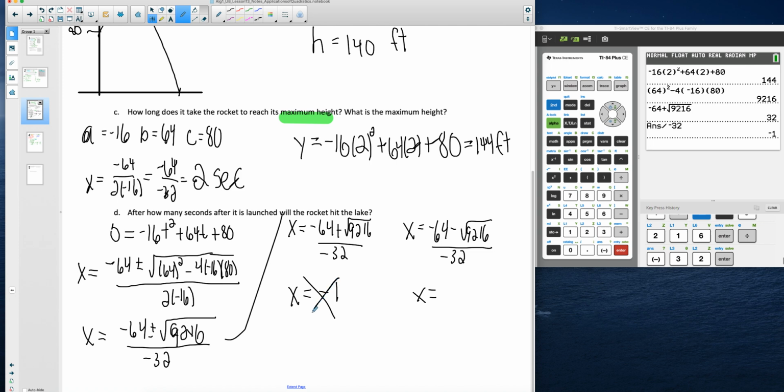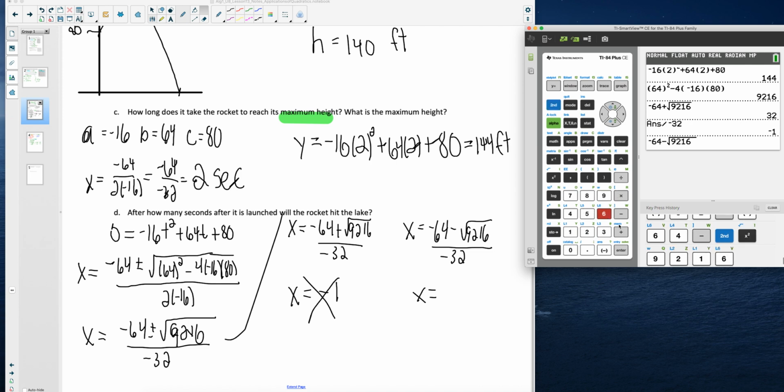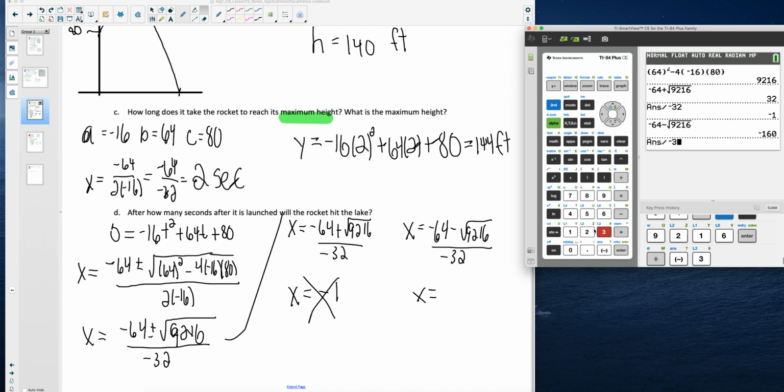So we're going to go ahead and mark that one out. We don't want that guy. So now hopefully we get a better answer with our second solution here. So negative 64 minus the square root of 9216. And hit enter, and let's divide that guy by negative 32 and see what we get. And we get positive 5.